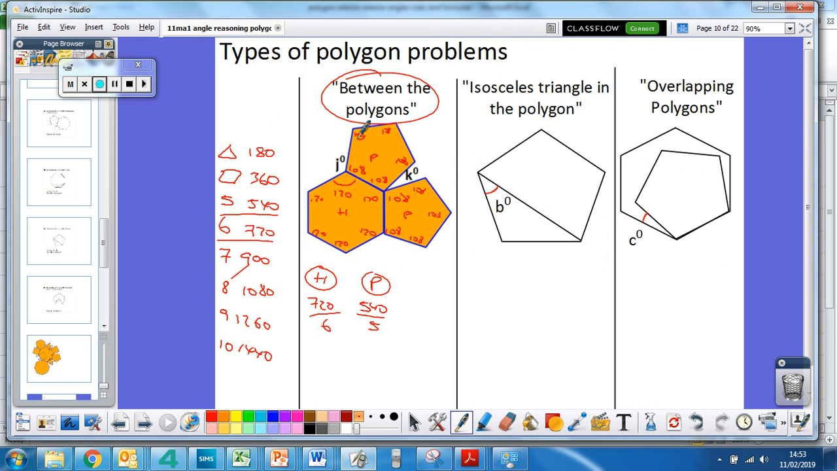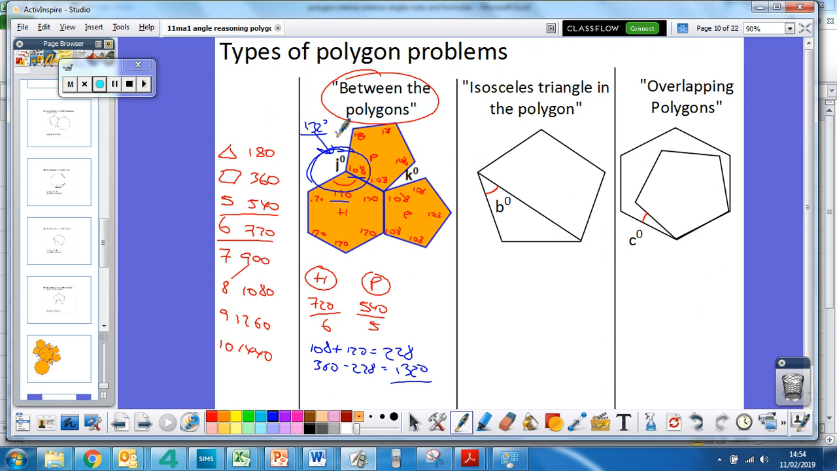Now to find these 2 angles on the board, this one here and this one here, we just need to use some really, really simple maths. So, the one here, if you look, you've got 120 and 108 and the other part of 360. So you can do 108 plus 120 is 228. Subtract that from 360 and you'll get 132. That is the answer to that one there, 132.